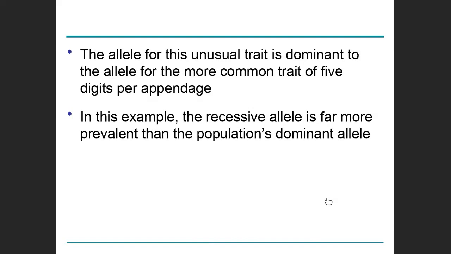So again, in this case, extra fingers and toes is a dominant characteristic, but the majority of the population is recessive for 5 fingers and 5 toes. So most traits that are the most common in populations are dominant characteristics, but not always. A rare example. I don't think I've ever seen anyone with extra fingers or toes, but I mean, they're out there.